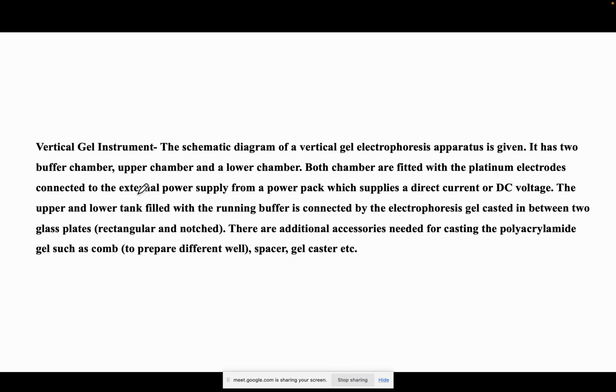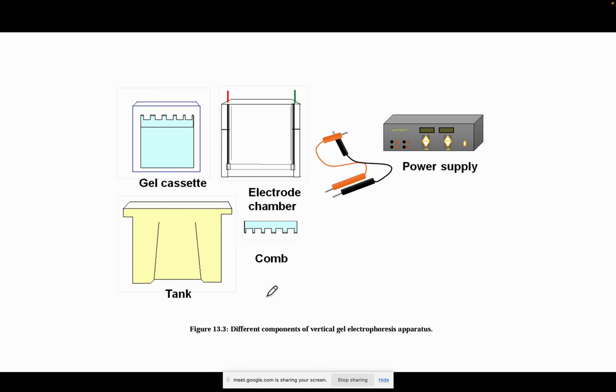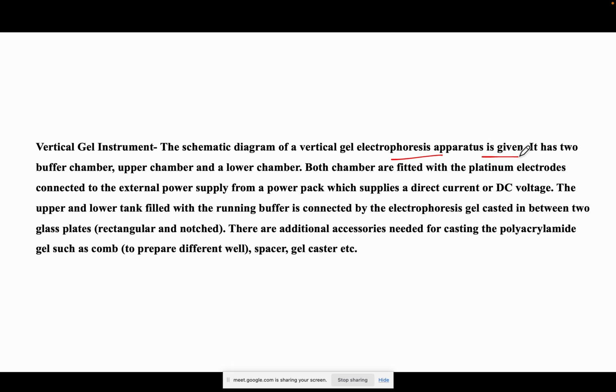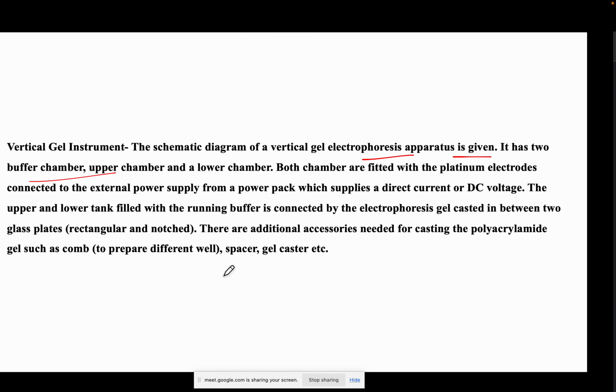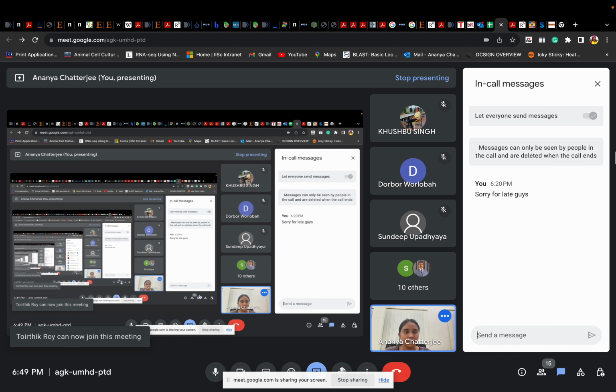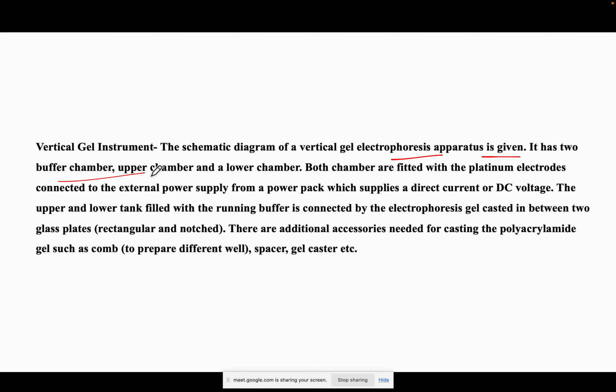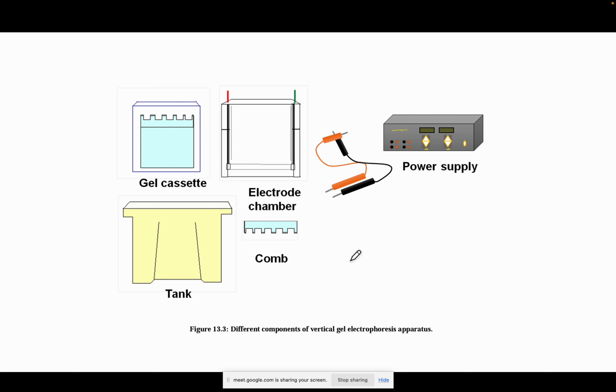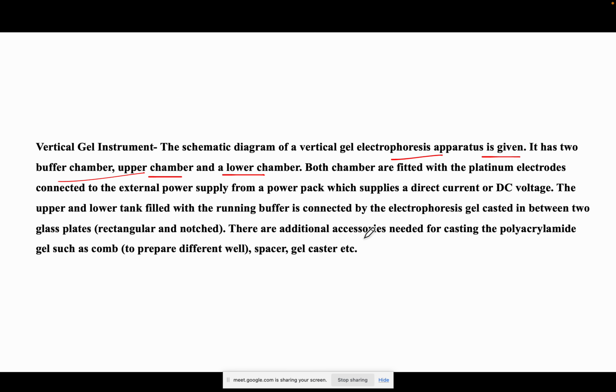Now, the vertical gel instrument. We have a schematic diagram of the vertical gel electrophoresis apparatus, and it has two buffer chambers, an upper chamber and a lower chamber. The lower chamber is the tank, and the other is the electrode chamber. Both chambers are fitted with platinum electrodes connected to the external power supply from a power pack, which supplies a direct current or DC voltage.